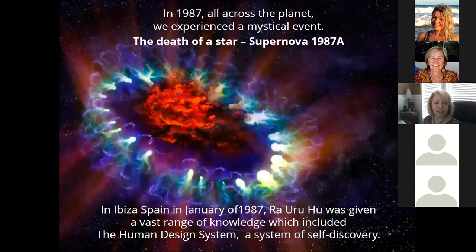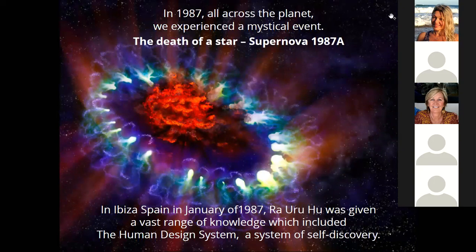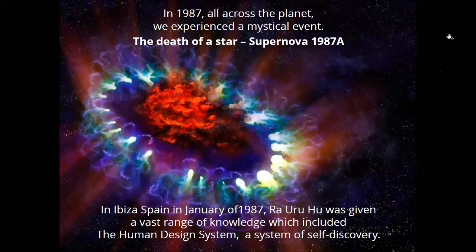So let's start with the origin of human design. In 1987, all across the planet, we experienced a mystical event. It was the death of a star, supernova 1987A. And if you were on a mountaintop somewhere, you might have been able to actually see it. In Ibiza, Spain, in January of 1987, Ra Uru was given a vast range of knowledge, which included the human design system, a system of self-discovery, and we call it the science of differentiation.